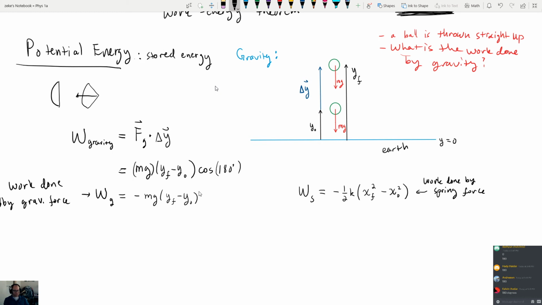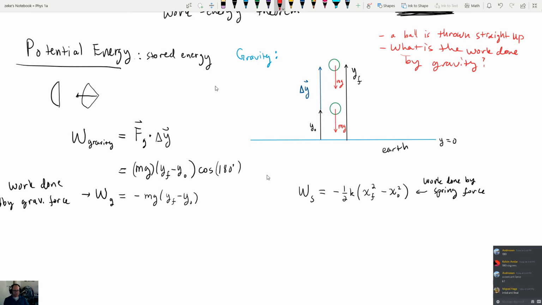Do you notice they're really similar to each other? What do they have in common? What are the things, when you look at these two equations, that they have in common? No, they're not. The spring force is not constant. The gravity force is constant. The spring force was not constant. That's not one of the things they have in common.